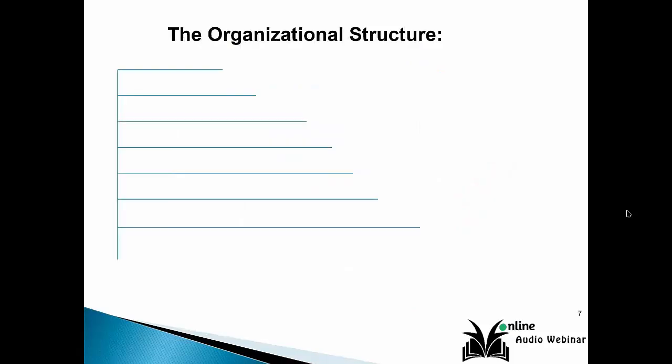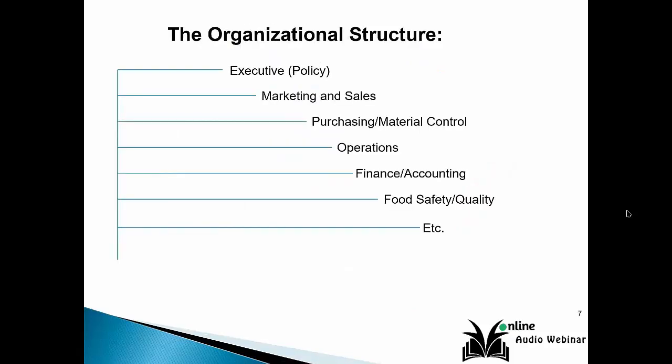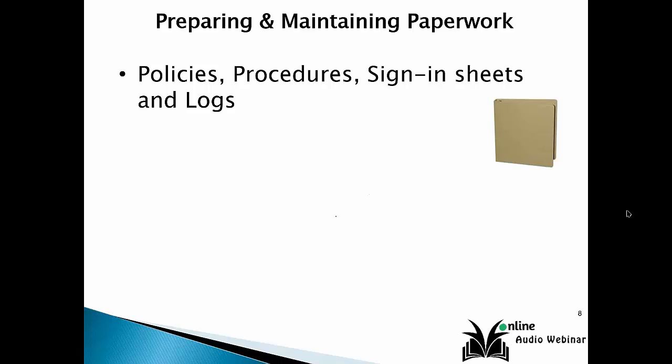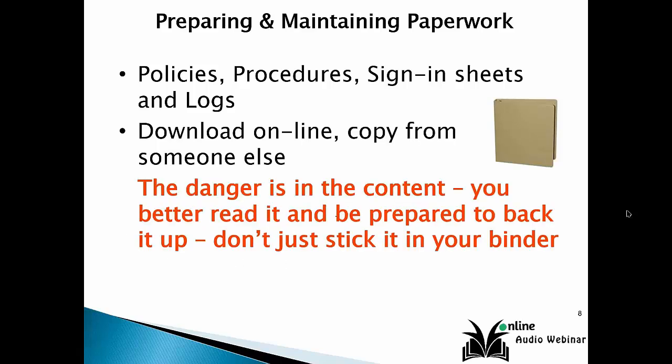Here's an example. Organizational structure. The executive does the policy, but everyone is involved in this. Every operation, I don't care if they're purchasing, finance, or food safety and quality. It's not just the food safety system. Paperwork: policies, procedures, sign-in sheets, and logs. The danger is in the content. You better read it and be prepared to back it up. Don't just stick it in your binder.